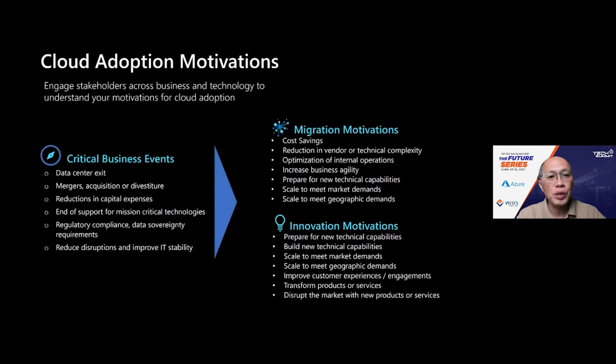And of course reduce disruptions and improve IT speed. But I mean, that's very easily seen now, right? What is a major disruption is this whole working from home thing, right? Okay. How about migration motivations?